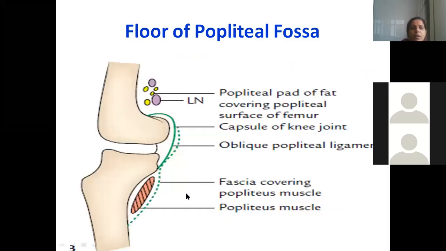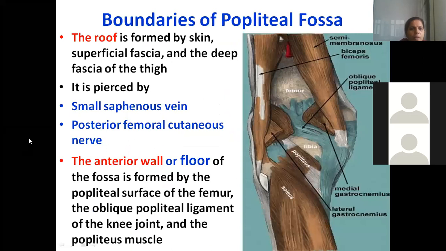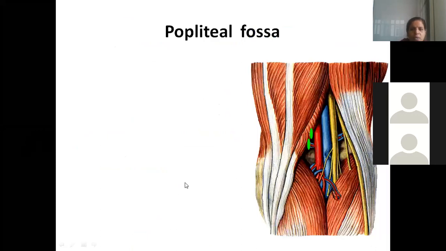Okay, then this is the lateral view you are finding, where you are also finding other structures like lymph nodes, fat, the popliteal pad of fat, and so many lymph nodes. The other structure is again the same capsule. This thickening is the oblique popliteal ligament. This is the popliteus muscle, and this is the fascial cover. Even if you remember this picture, it is enough. Then the roof we have pretty well seen with the help of the picture. We saw the small saphenous vein, we saw the posterior femoral cutaneous nerve. And in the floor we saw the structures.